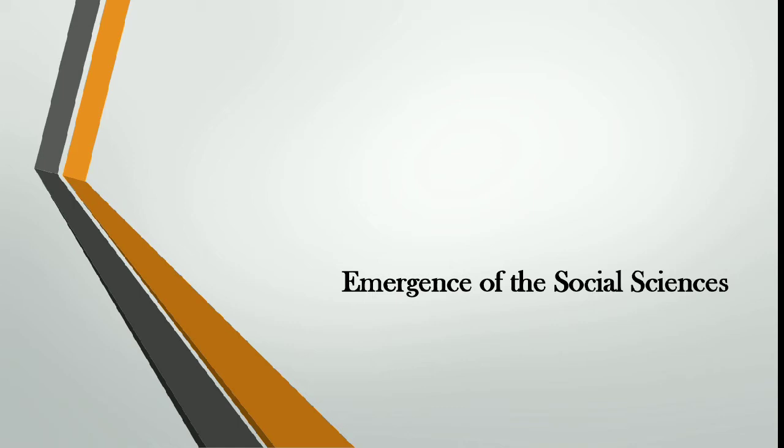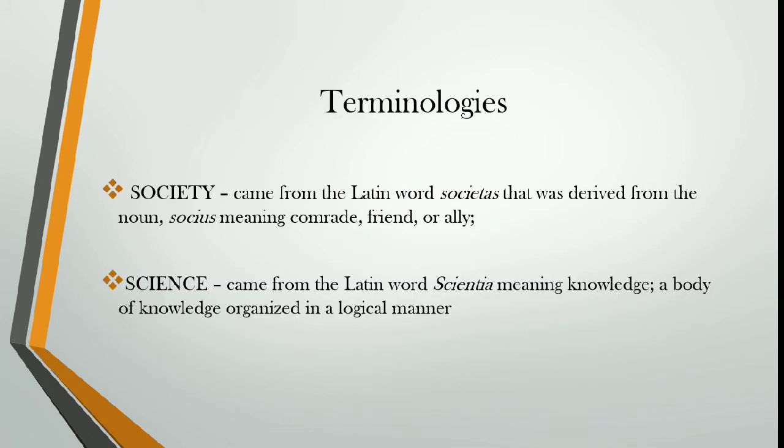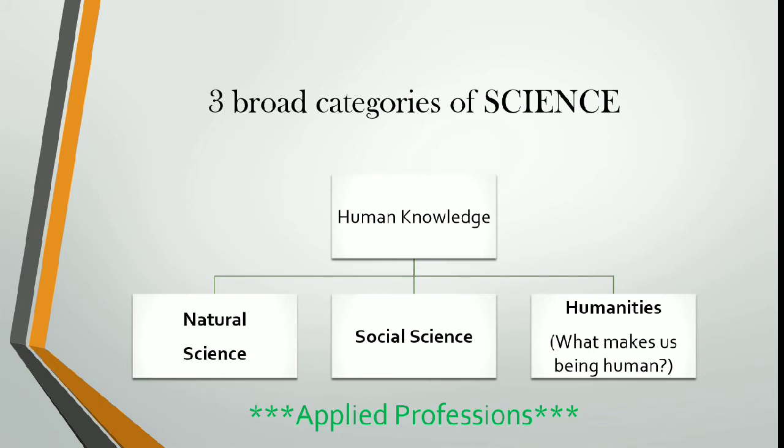But anyway, let us begin now with the emergence of social sciences. So basically, there are three broad categories of science. But when we say science, don't just close your mind with the idea of natural science. Natural science is the typical science label of subjects such as biology, physics, chemistry, and all those analytical science kinds of subjects. Students tend to think that science is all about that, but not really, because science is actually from the Latin word scientia, meaning knowledge or a body of knowledge organized in a logical manner. Thus, when you say science, it means learning.